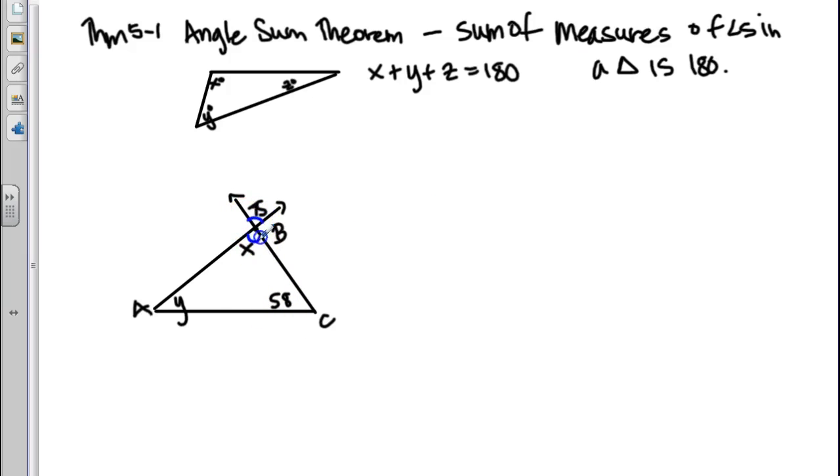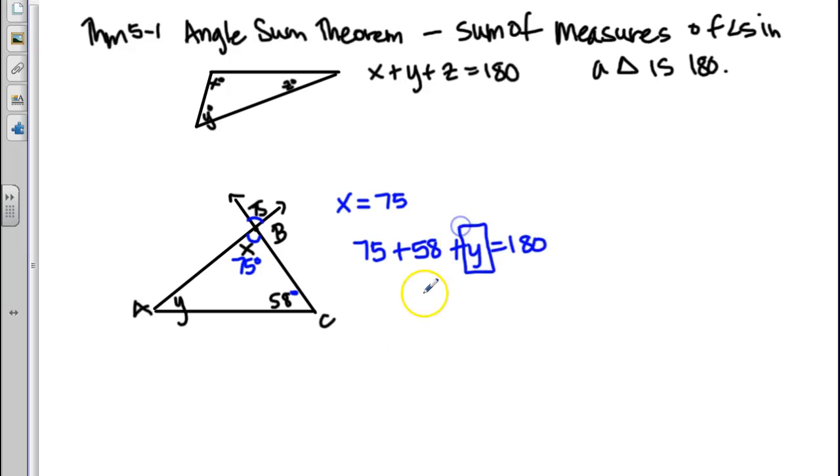We know from previous work that when two lines intersect like this, angles that are straight across from each other, not adjacent, are vertical angles, and they are congruent in measure. So I know X is 75. I also know that these three angles should add to be 180 degrees. So 75 plus 58 plus y has to be 180, and I can solve this equation for y.